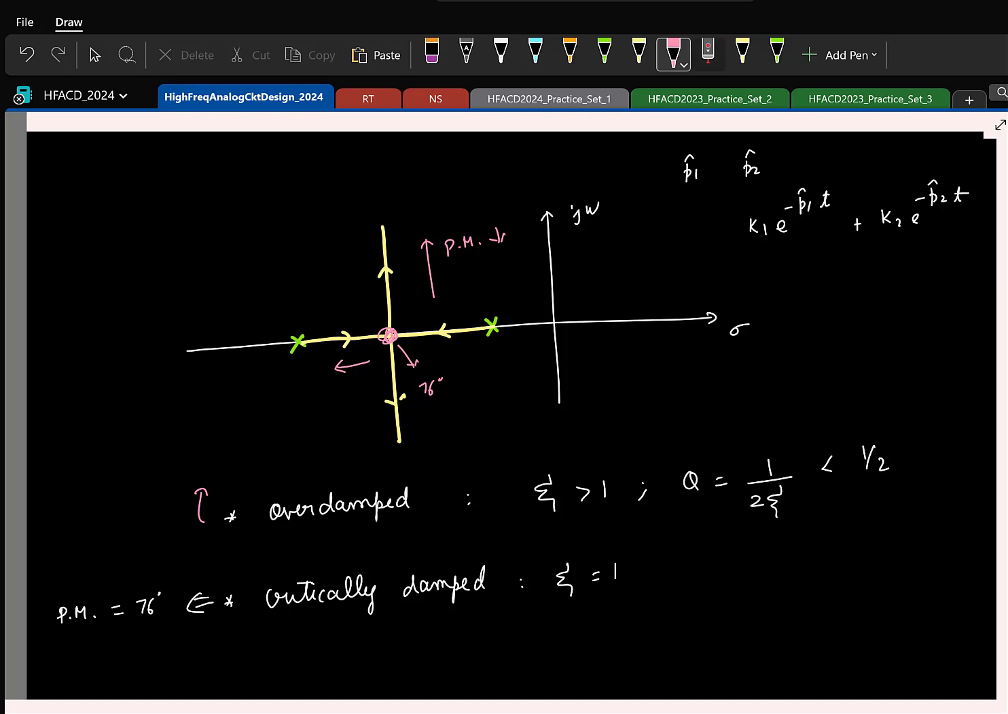And in the limiting case, let us say you have this pole at infinity, then it looks like a first order system. For a first order system, what is the phase margin? First order system, we have only one pole. The phase will go at the max to minus 90, which means you have 90 degrees of phase margin, right? So for overdamped, the phase margin is typically much higher, but with respect to the settling, this is a sweet spot.